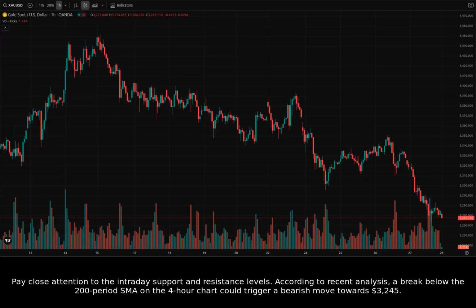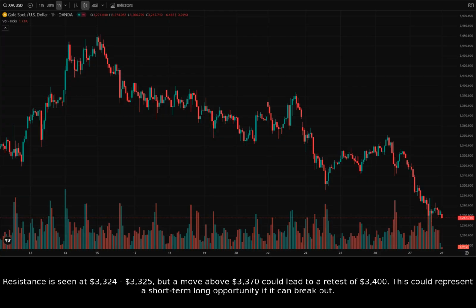According to recent analysis, a break below the 200-period SMA on the 4-hour chart could trigger a bearish move towards $3,245. Resistance is seen at $3,324 to $3,325, but a move above $3,370 could lead to a retest of $3,400. This could represent a short-term long opportunity if it can break out.